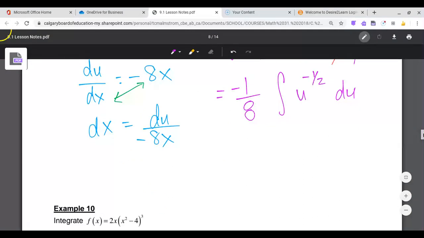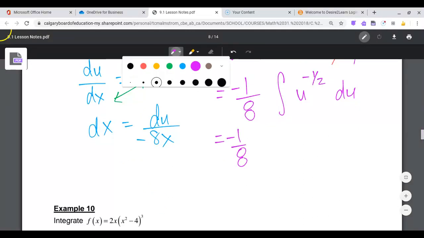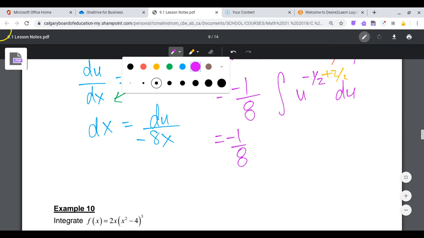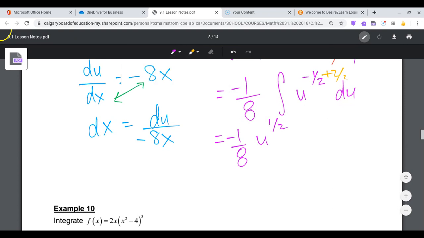Okay, so this is equal to negative 1/8. Now we're going to add 1 to that fraction. So we get positive 1/2 divided by that 1/2. And maybe you would like to just keep, change, flip that right away. And then we have root u plus c.